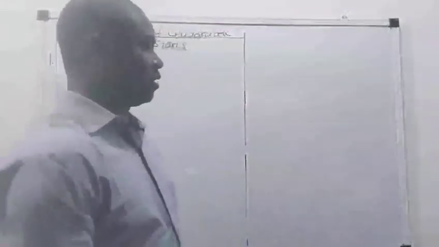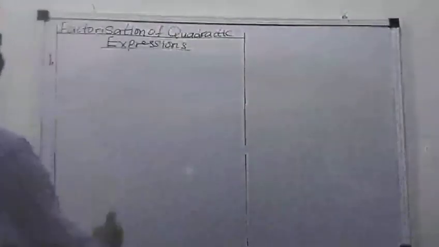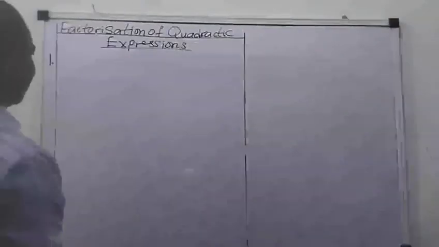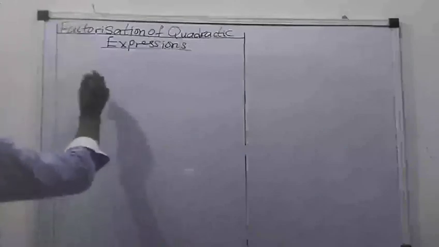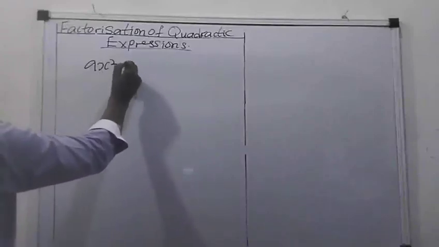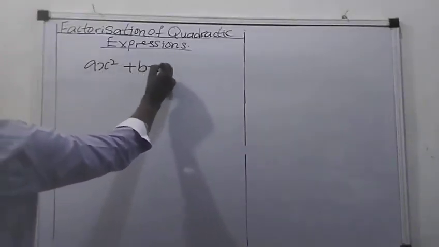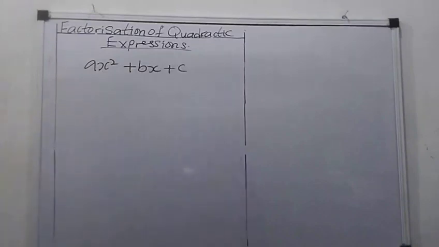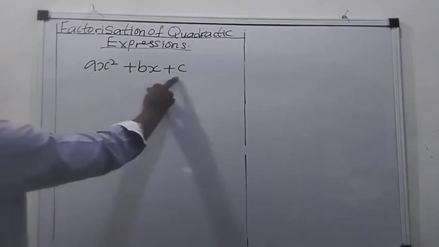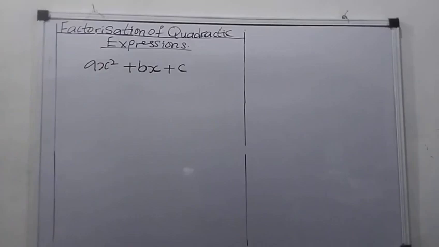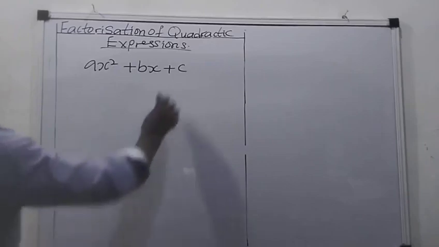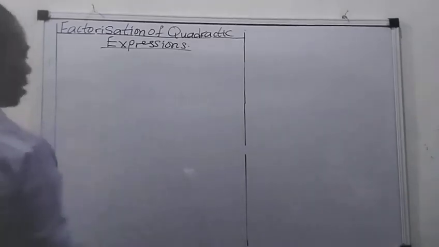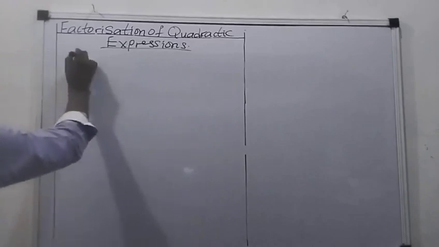Okay, so in today's class, we'll be looking at factorization of quadratic expression. An expression of the form ax squared plus bx plus c is called what? A quadratic expression, where a, b, and c are arbitrary constants, okay? And a must not be equal to 0, all right? So let us look at example number 1, okay?